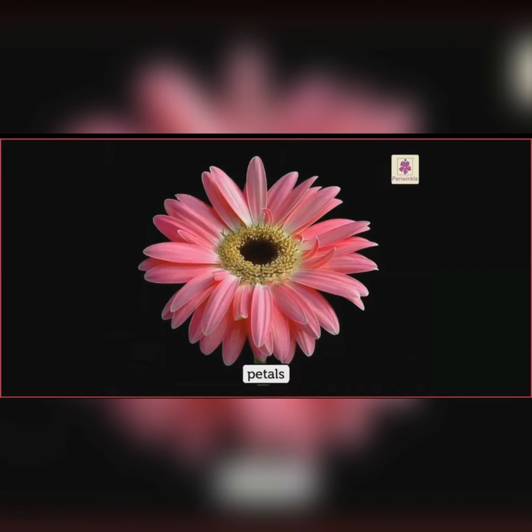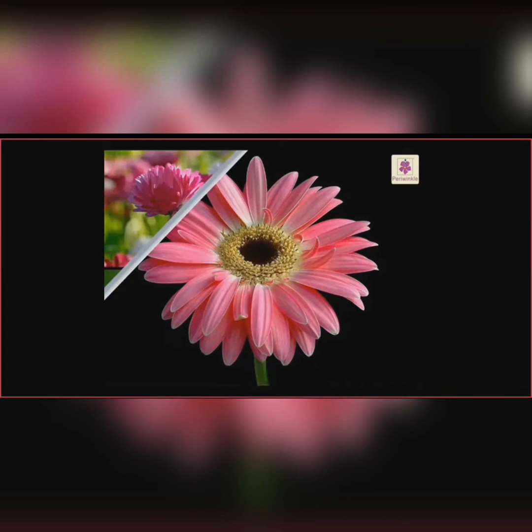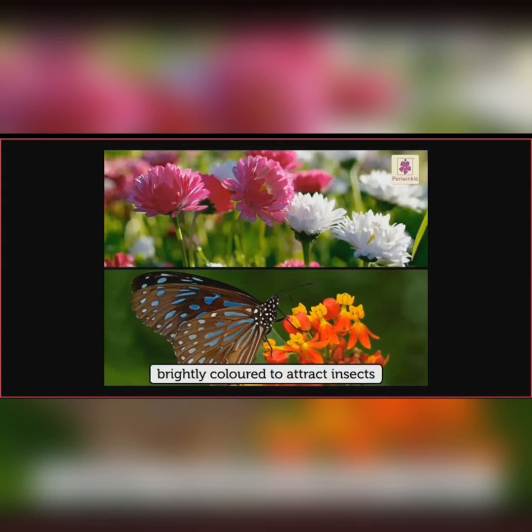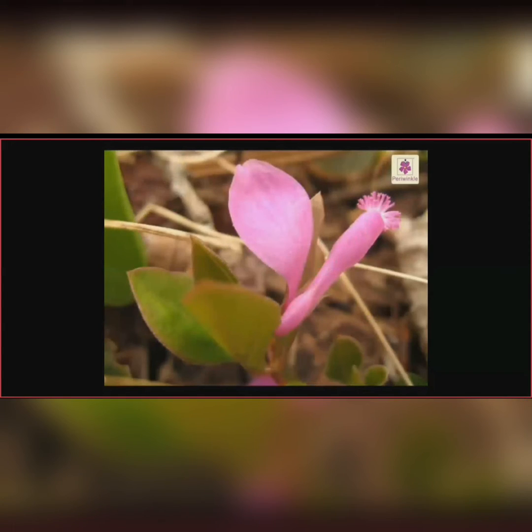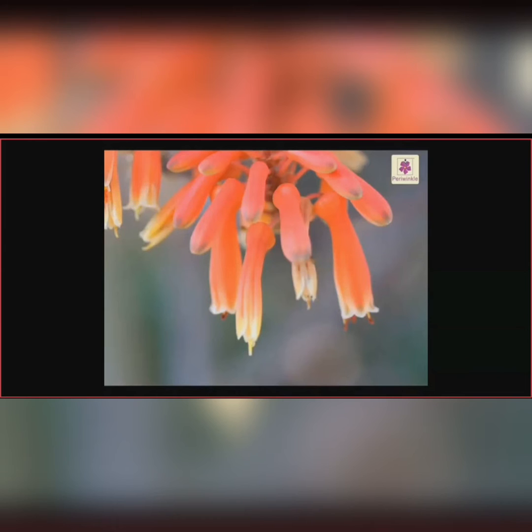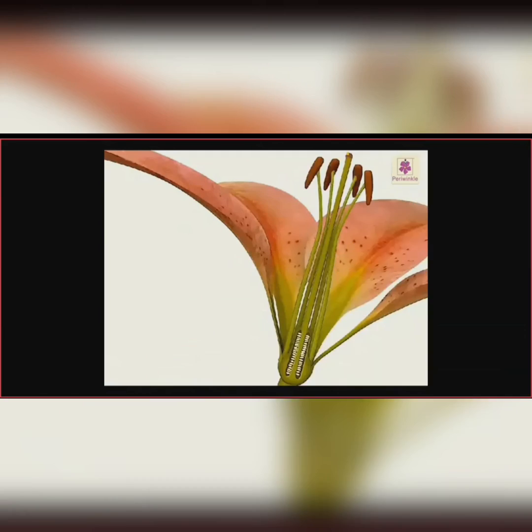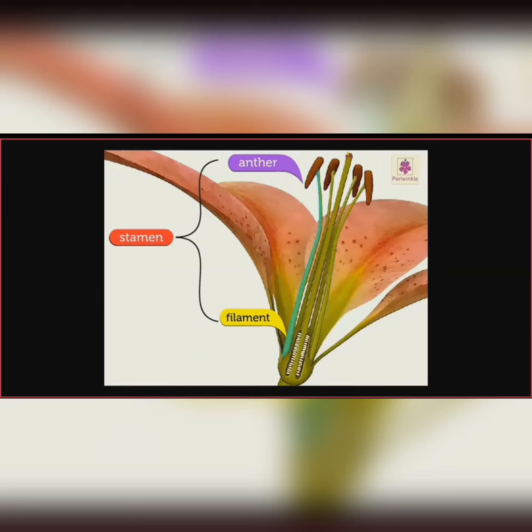The petals are larger and are mostly arranged like a ring. They are usually brightly colored to attract insects. The petals may either be separate or joined together to form a tube. The male organ of the flower is called a stamen. Stamens are made up of anthers on top of stalks called filaments. The pollen forms inside the anthers.